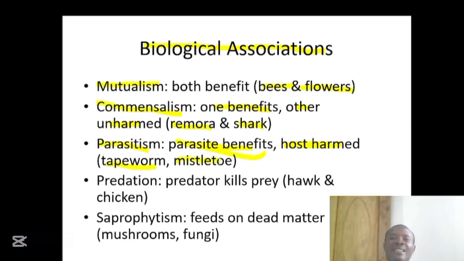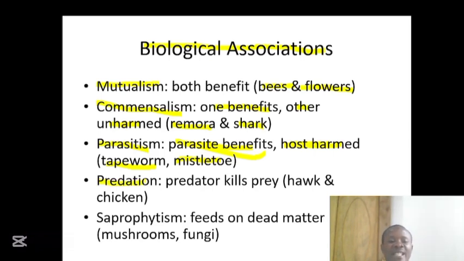The next example here is mistletoe. Mistletoes are parasitic plants. They grow on another plant and obtain their nutrients from that plant. Another example of a parasitic plant is dodder. WAEC likes to ask students to give examples of parasitic plants because they know students know a lot of parasitic animals, but only few know about parasitic plants.